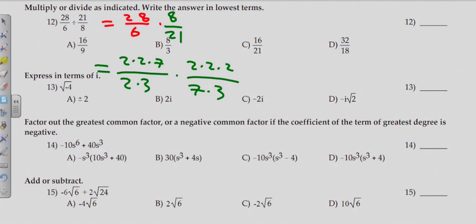And now you ask yourself, who's cancelling who? This 7 up, this 7 down. Anything up, you can cancel with the same thing down. So you have this 2 with this 2 also, and 3. Yeah, that's it. There's nothing else I can do. So I have 2 times 2 times 2 times 2, which is 16 up. And then I have 3 times 3 down, which is 9. So it's 16 over 9, which is this answer.